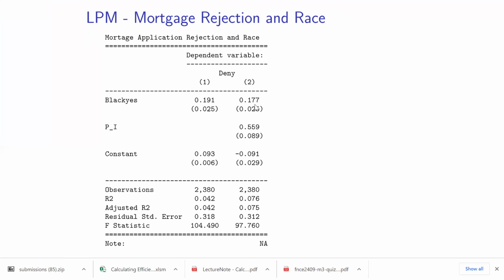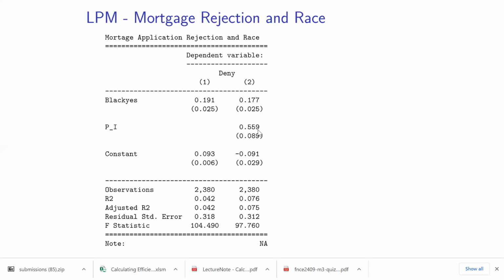Now, how do we interpret the coefficient for the PI ratio? Since PI is a ratio bounded between 0 and 1, I can say that by increasing PI by 10%, the probability of getting mortgage application denied is equal to 0.559 times 0.1, which is equal to 0.0559, or roughly 5.56%. Why do we change the PI ratio by 0.1 but not by 1 unit?